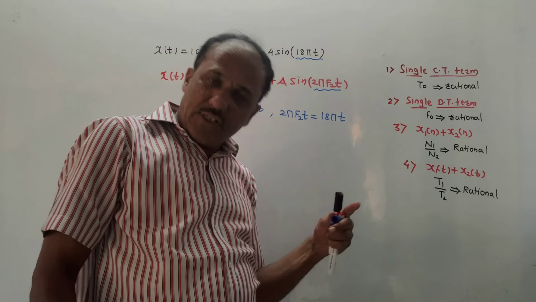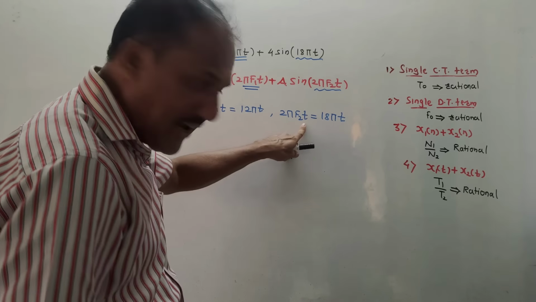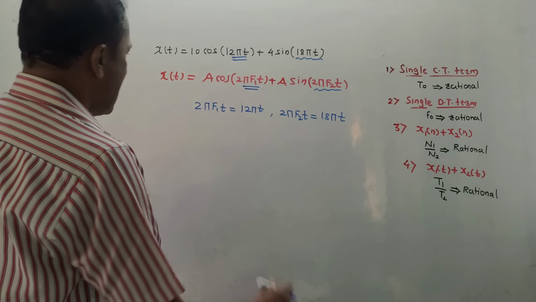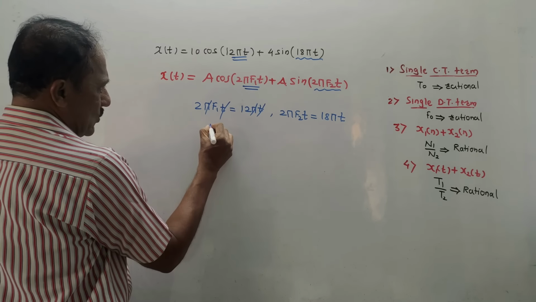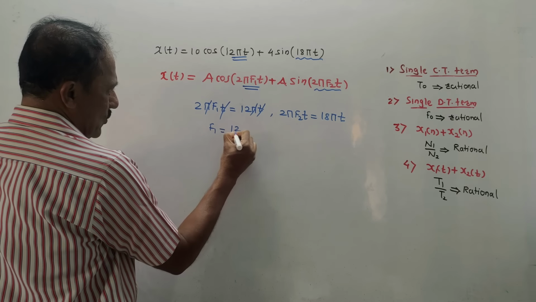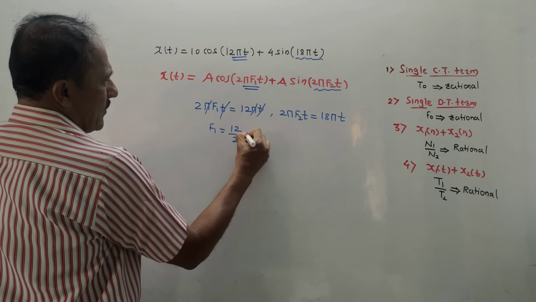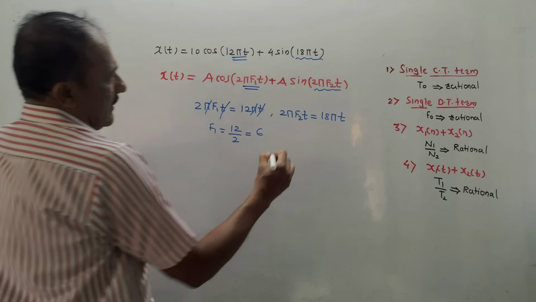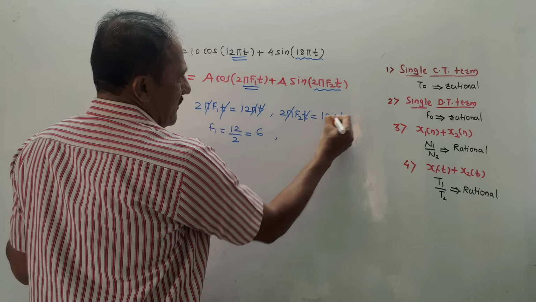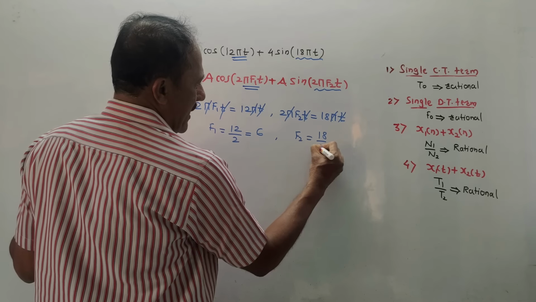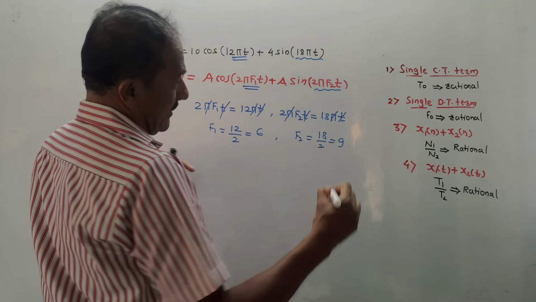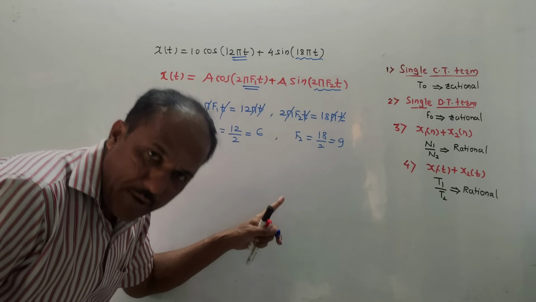What is my aim? First, I need to calculate f1 and f2, which are frequencies. So this t gets cancelled, pi gets cancelled. So f1 is equal to 12 by 2, which is 6. Similarly, f2 is equal to 18 by 2, which is equal to 9. So I have done the calculation of f1 and f2.